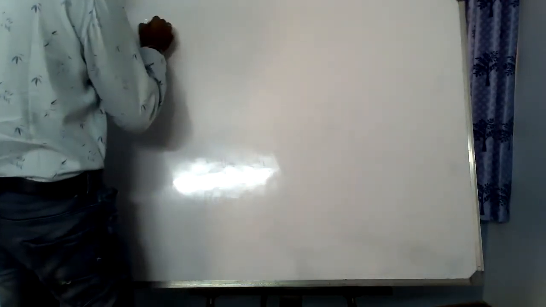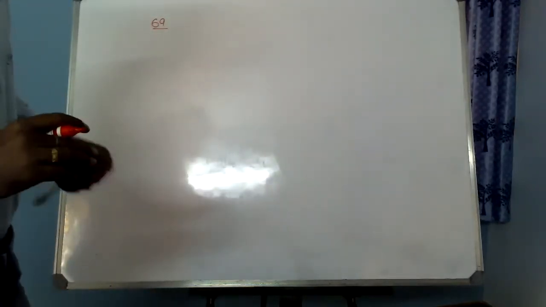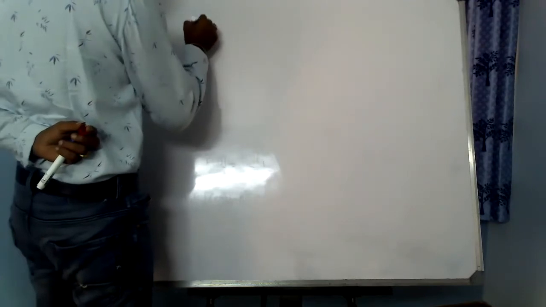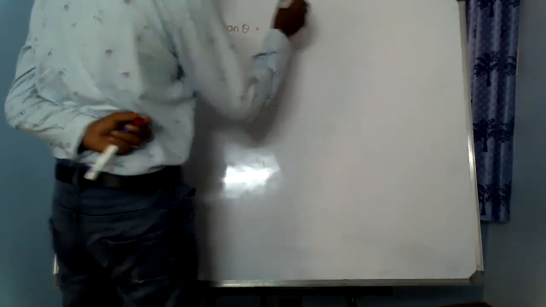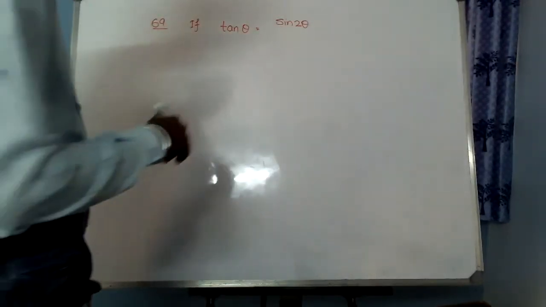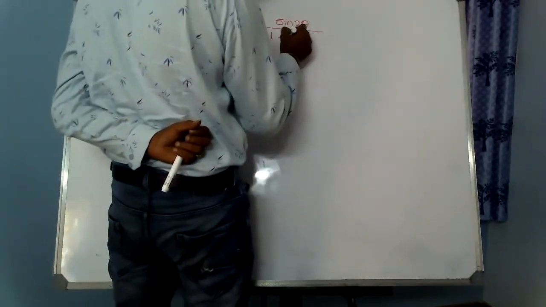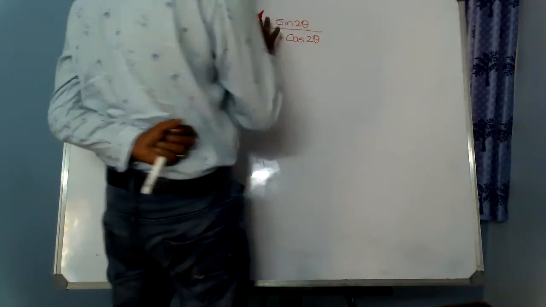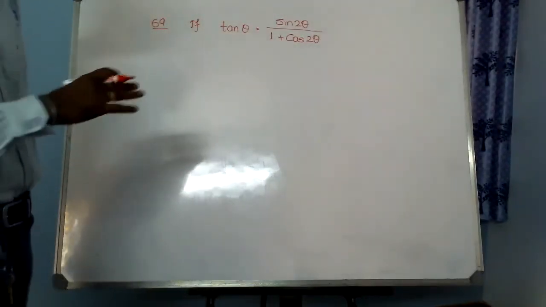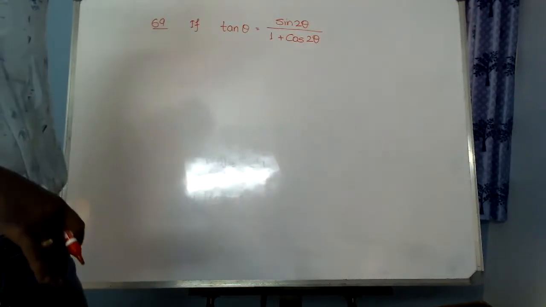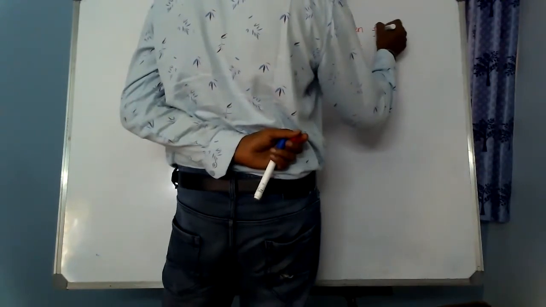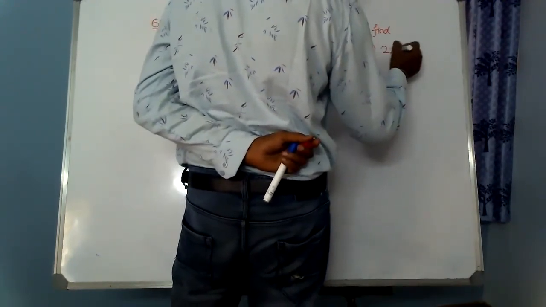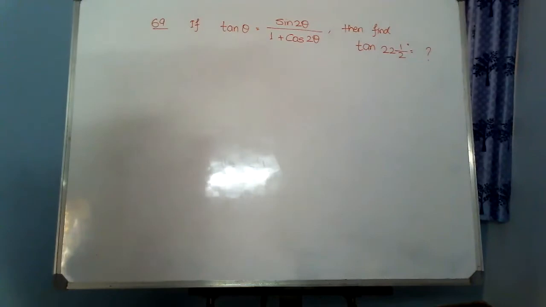So we'll look at the next question, that is question number 69. They are telling you the formula: if tan theta is equal to sine 2 theta divided by 1 plus cos 2 theta. So this is the formula for tan theta. If you don't know it, you can remember it. It might help you in some questions, but this formula is rarely used. It does not appear very frequently. So find the value of tan 22 and a half degrees. That's your question.